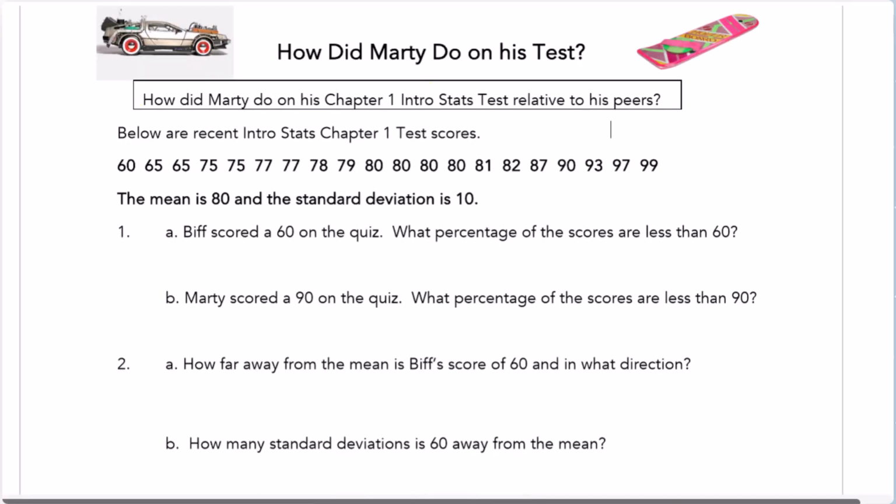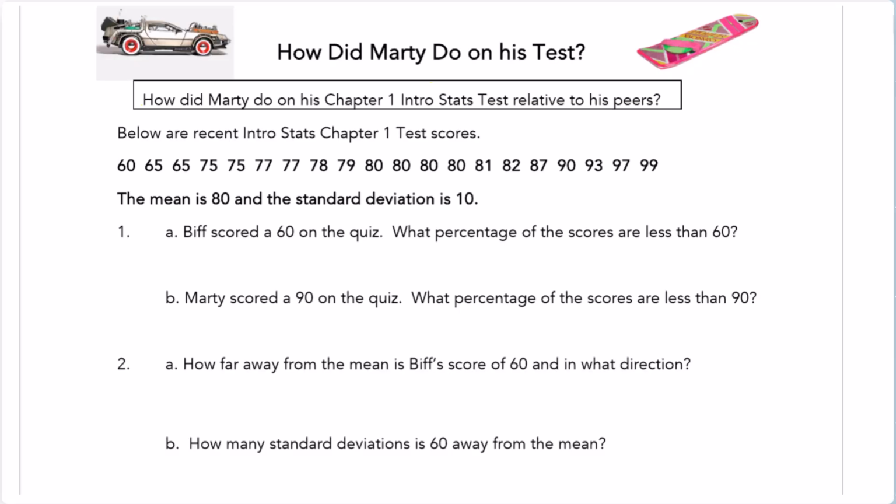Now we're going to take a look at two characters from a classic 1985 movie, Back to the Future. We're going to compare their scores relative to their peers, but we want to know, how did Marty do on his test? So let's take a look at the data we have to work with here. Now, we're doing this relative to his peers. So did he score better than his peers, worse than his peers? So we will take a look statistically and see what's going on here.